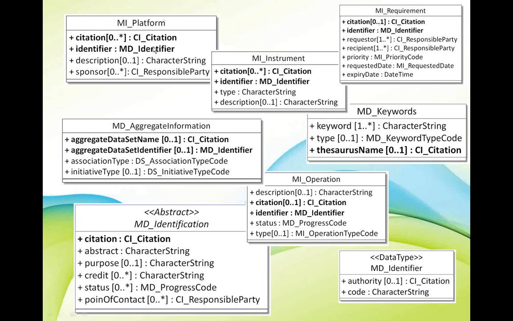Here are all of these things that you'll notice over and over again. Inside of them, in my platform, you'll have a citation that links back out to another box, CI citation. Then it has an MD identifier. So it has these two boxes, plus then you just add description and sponsor.